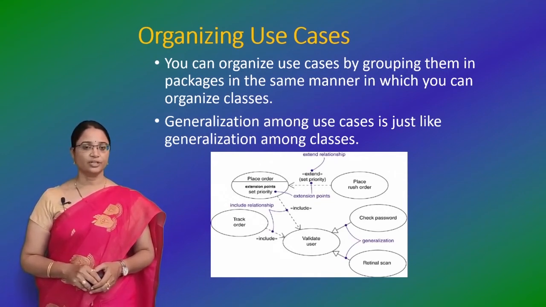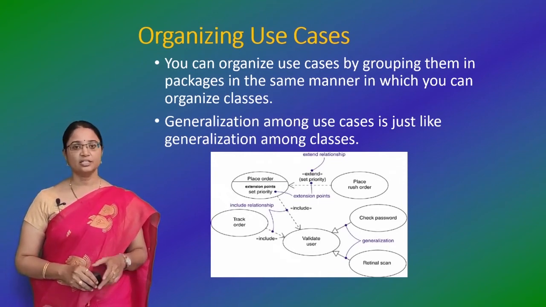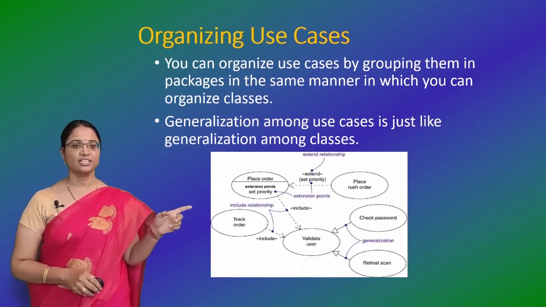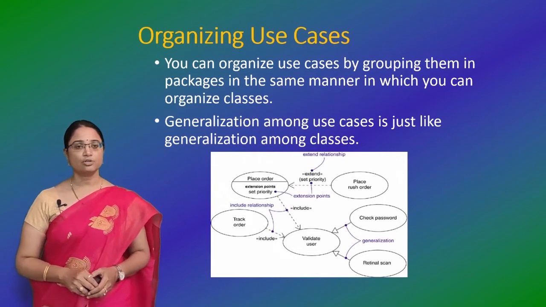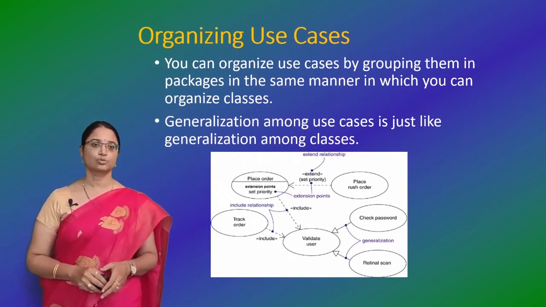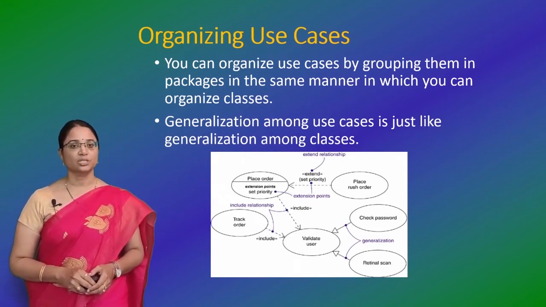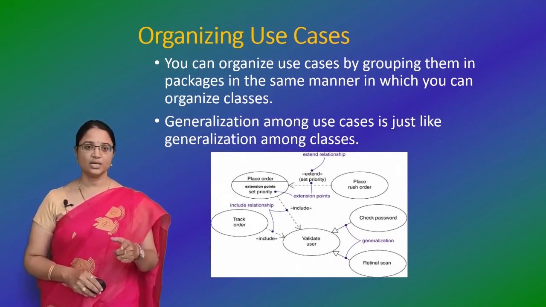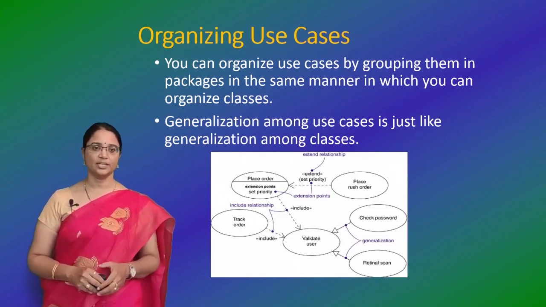So as shown in the figure, a generalization among use cases is rendered as a solid directed line with a large hollow arrowhead, just like a generalization among classes. The figure here represents not only the generalization but also the include and extend. So here it is validate user. Here we are using two methods to validate the user. The first one is check password and the other is retinal scan. Either can be used. So these are the subclasses for the parent validate user.